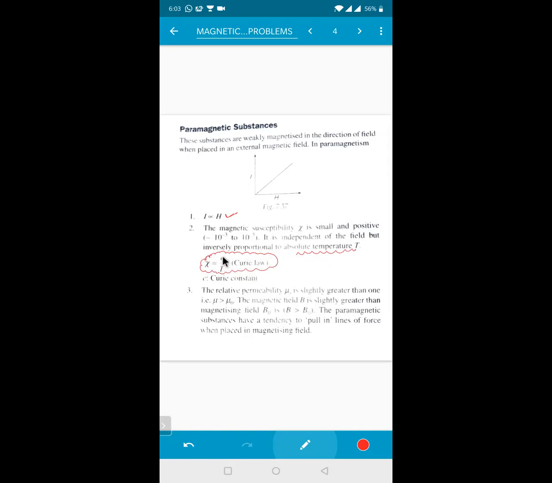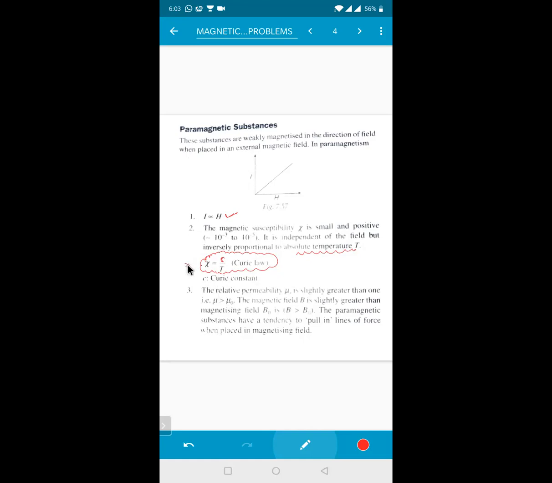Removing the proportionality constant, we get a constant C, or K also you can keep, no problem. So susceptibility is inversely proportional to temperature, which is known as Curie law, and C is known as Curie constant. This paramagnetic substance is independent of the field, but inversely proportional to absolute temperature. That means if the temperature is increased, susceptibility will decrease. Clear? Yes, sir. Clear, sir.